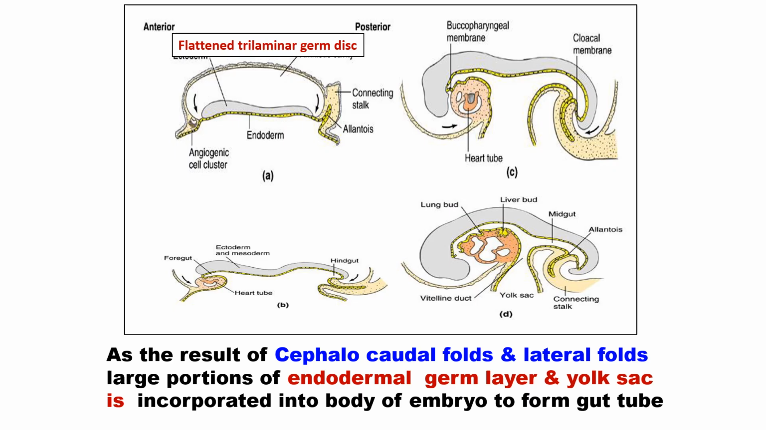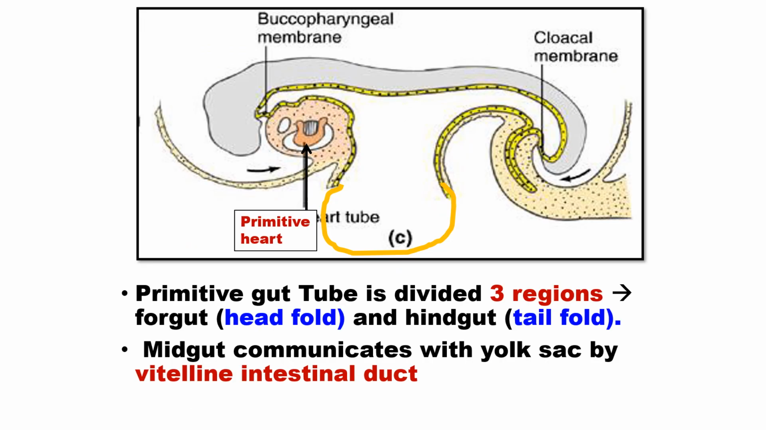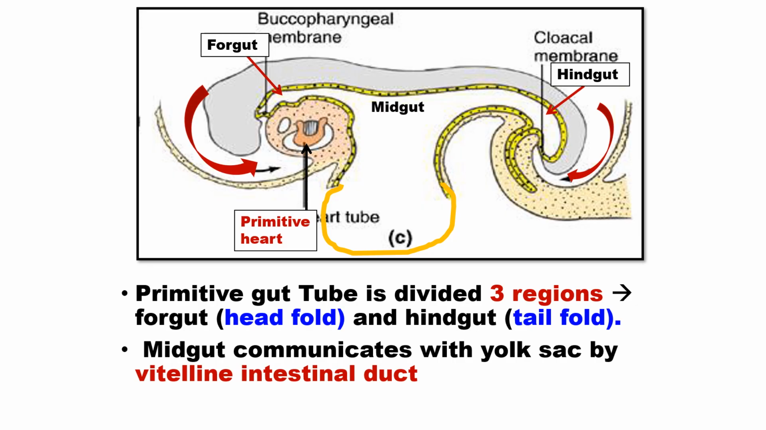So once again, to see the development of the primitive gut tube, the flat trilaminar disc folds: head fold, tail fold, and also lateral folds. With these folds, the yolk sac is incorporated into the embryo to form the primitive gut tube. The primitive gut tube is divided into three regions: foregut within the head fold, hindgut within the tail fold, and midgut, which communicates with the yolk sac by the vitellointestinal duct.